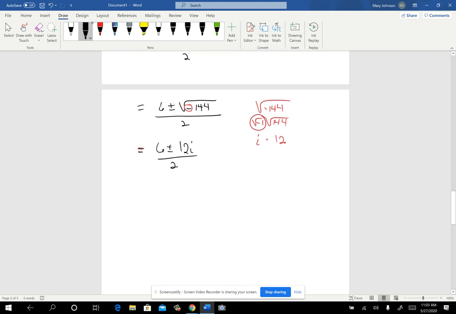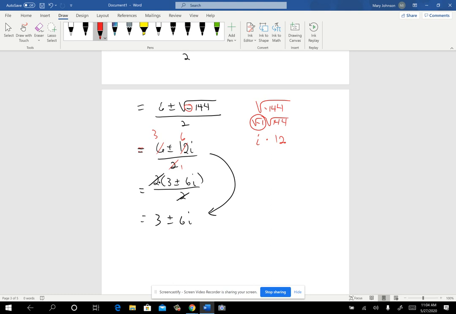Okay. All right, and then since 6, 12, and 2 all have a common factor, you need to simplify this. See, 2 is a common factor on top. I can factor out a 2, and then I can cancel those. Normally, we just go from here to here. We just say 2 goes into 2 once, and it goes into each of these. And I get 3 plus or minus 6i. So whatever makes sense to you is okay.